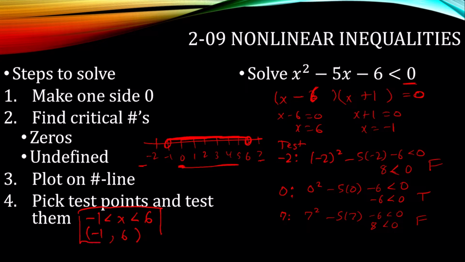There is another way. Instead of doing test points, you can superimpose a graph. So this was quadratic. The leading coefficient was a positive 1, so it opens up. So I know that it would be a parabola that comes down like that. We want it to be less than 0, so it would be all the x values where my graph is lower than the x-axis, because think of it as an xy plane. So it's between the negative 1 and the 6.